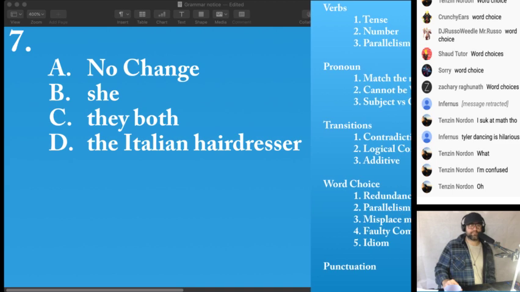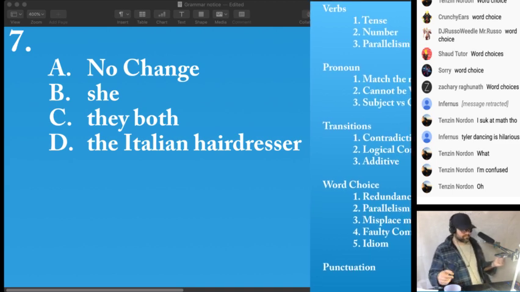Here are your options. What category does this question fall under?